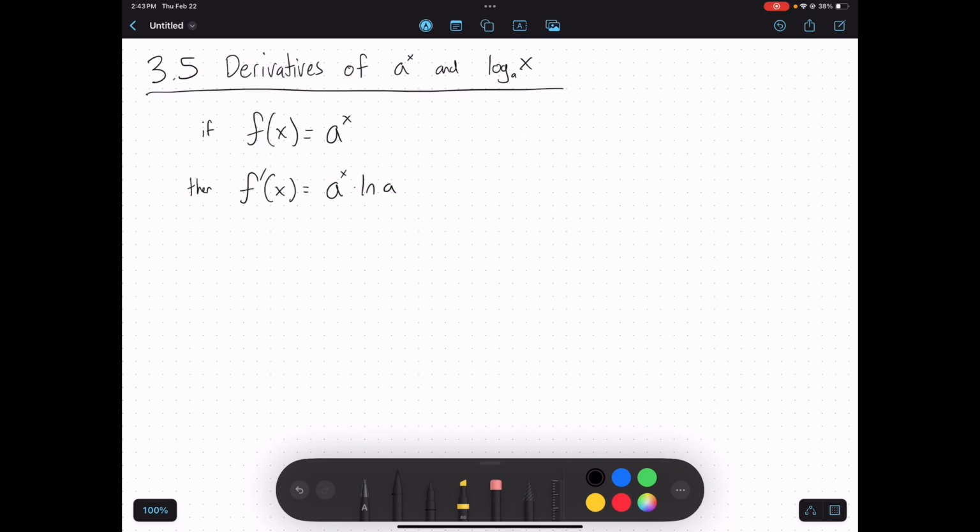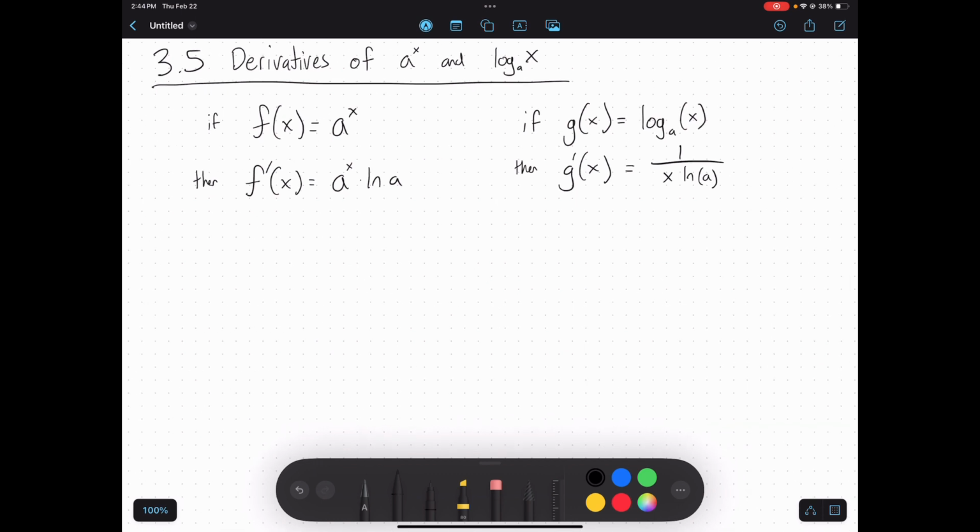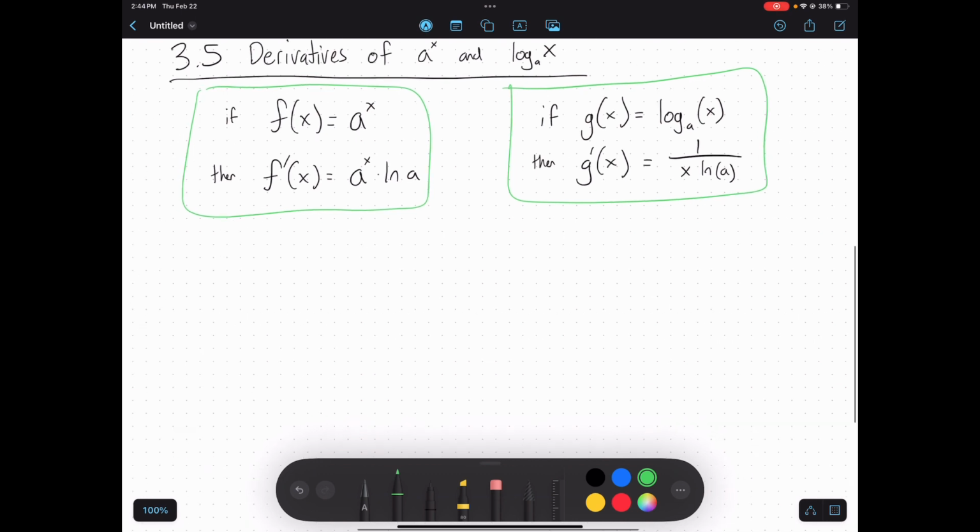Okay, and then with the logarithm functions, we'll call this one g of x. If g of x is log base a of x, then your derivative, g prime of x, you're still going to have 1 over x, but you're going to multiply that by natural log of a. So you have 1 over x times the natural log of a. So that's just a quick little reminder of these formulas, and now we're going to get some practice actually using these.